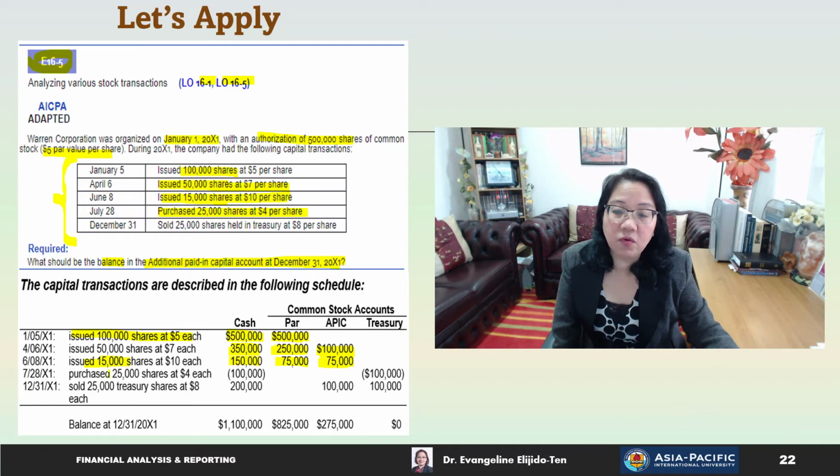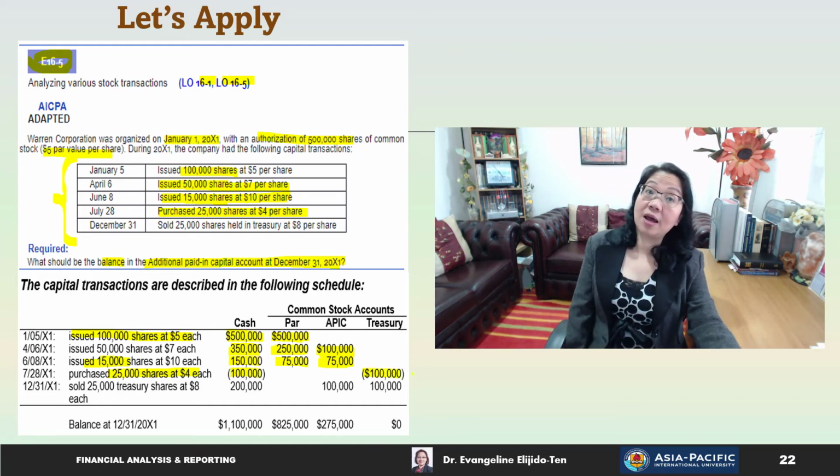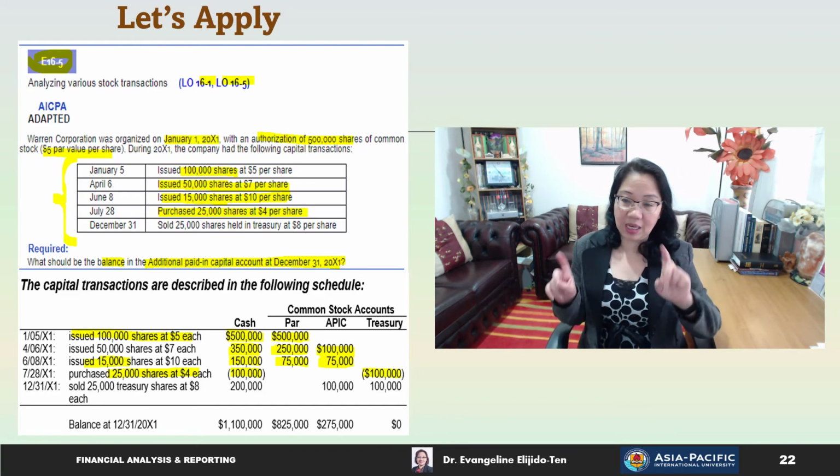Then on July 28, we purchased 25,000 shares at $4 per share. 25,000 shares at $4 will give us 100,000. So we will be crediting cash 100,000 and we will be debiting treasury stock for 100,000. This will be a reduction in the equity. That's why it is negative.